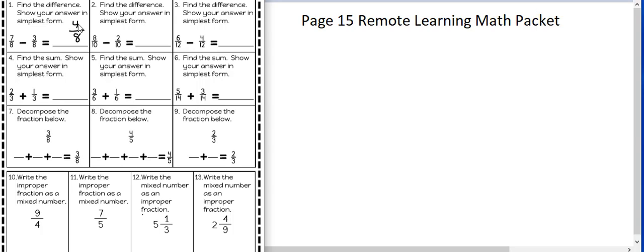8/10 minus 2/10. Subtract the numerator. 8 minus 2 is 6. Denominator stays the same. 6/12 minus 4/12. Subtract the numerators. 6 minus 4 is 2. Denominator stays the same. Now notice you have to have like denominators. The denominators have to be the same to be able to add or subtract them.